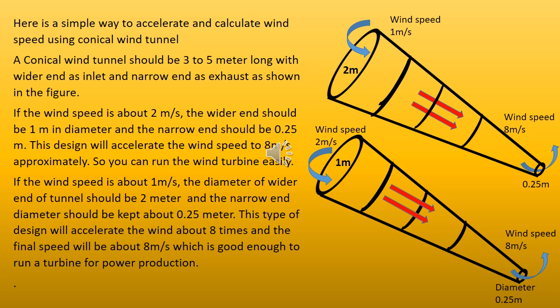If the wind speed is about 1 meter per second, the diameter of the wider end of the tunnel should be 2 meters and the narrow end diameter should be kept about 0.25 meter. This type of design will accelerate the wind about 8 times, and the final speed will be about 8 meters per second, which is good enough to run a turbine for power production.